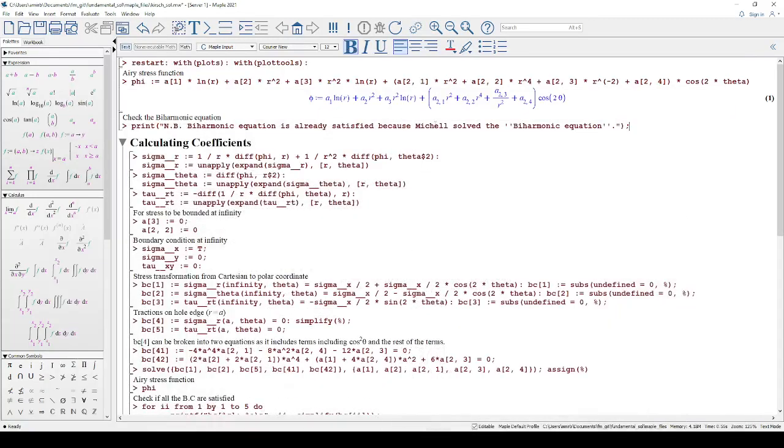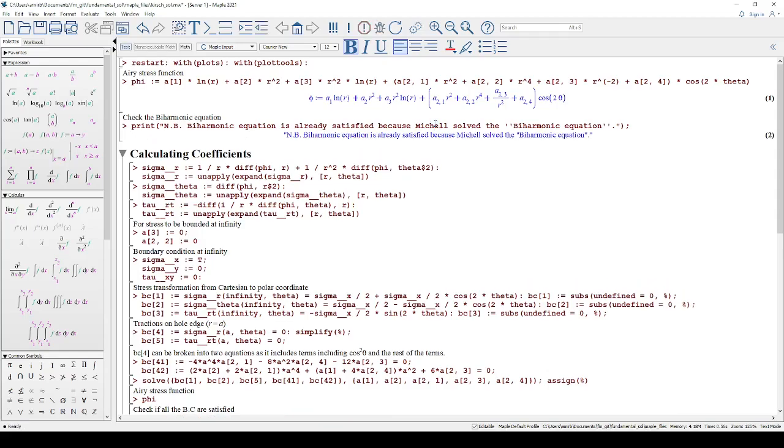So as I said, first of all, we need to satisfy the biharmonic equation, but we know that actually Michell solved the biharmonic equation. So at this stage this kind of check is completely redundant. But if you use it, for example, in Cartesian coordinate system, we have to also make sure that your selected phi will satisfy the biharmonic equation.